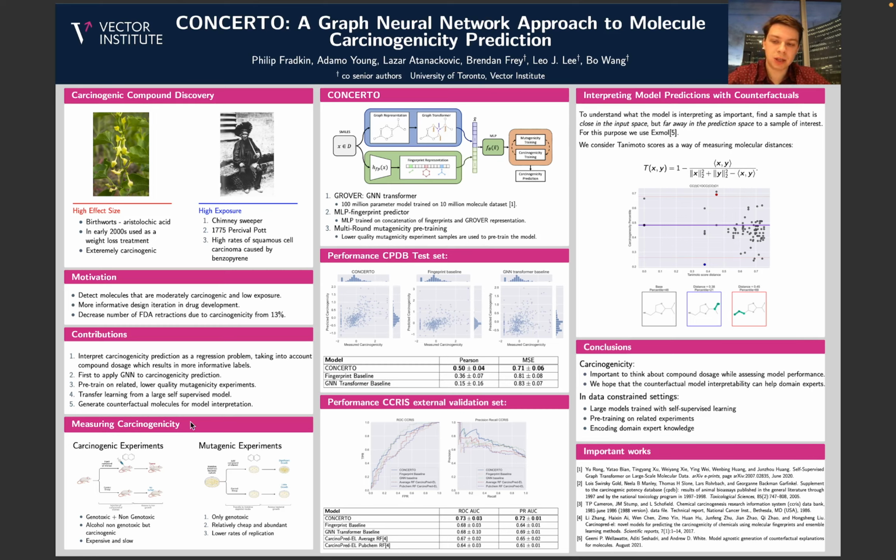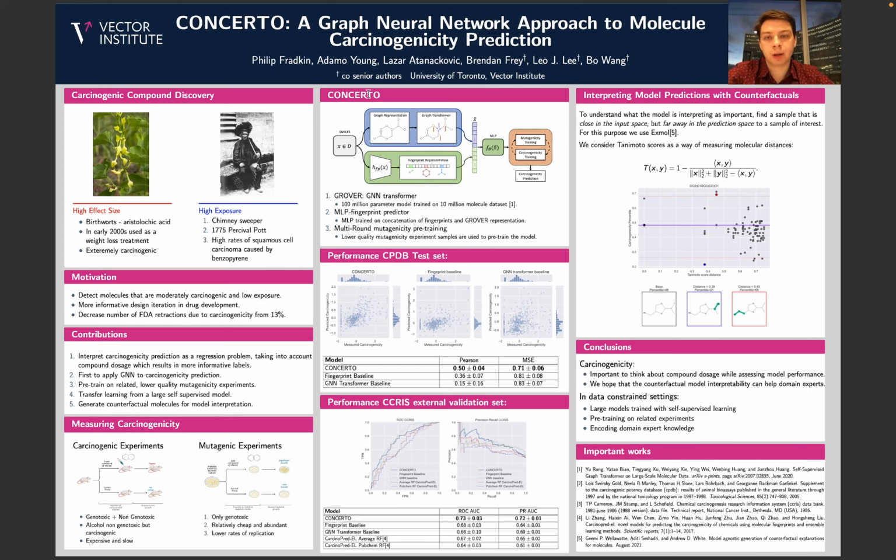So there are two main methods of measuring molecular carcinogenicity. The first is through carcinogenic experiments, which are typically conducted in rodents, and although they are pretty accurate and informative, they're quite expensive and slow, so there aren't that many samples. And on the right, you see mutagenicity experiments, which are conducted in bacteria, and they only measure genotoxicity effects and have lower rates of replication, but they're cheap and abundant.